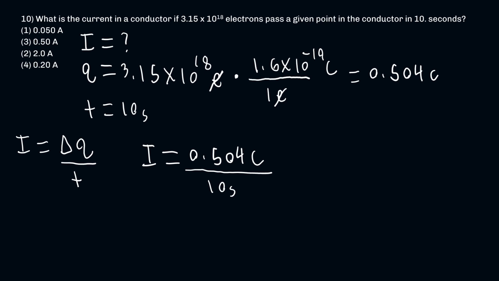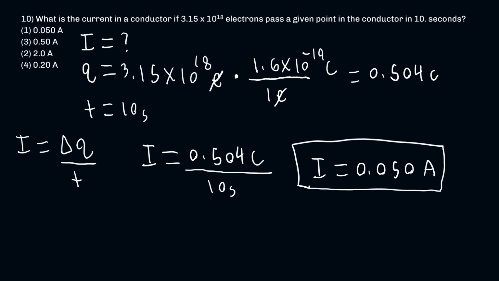So then just plug this into the calculator. 0.504 divided by 10 is going to give me my current is equal to 0.05, and it just goes to 50 in the answer choices, so we'll just do 50 here as well, and that is going to be amperes. So that is going to be answer choice 1, 0.050 amperes. So let's move into our last example.